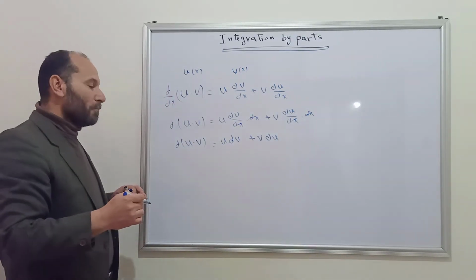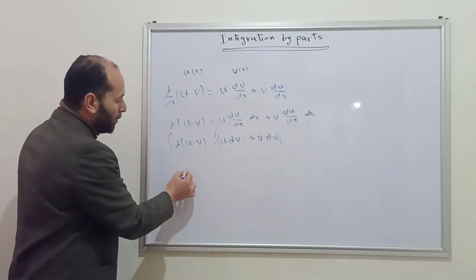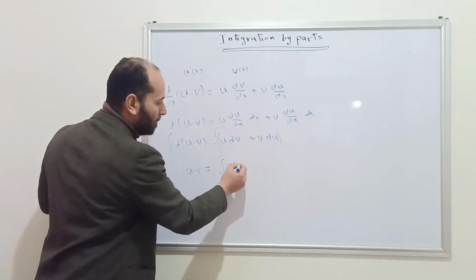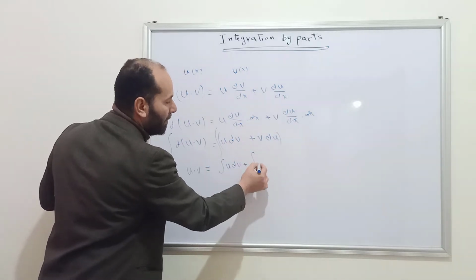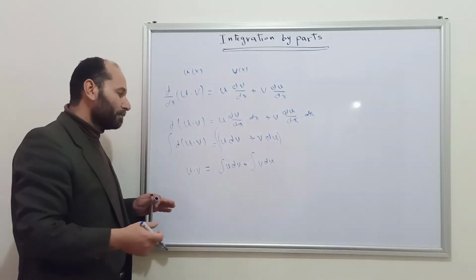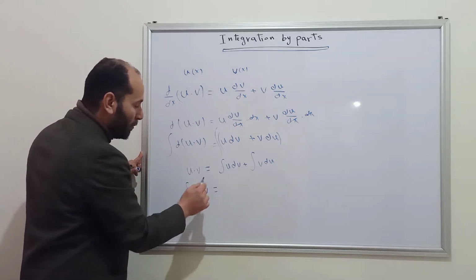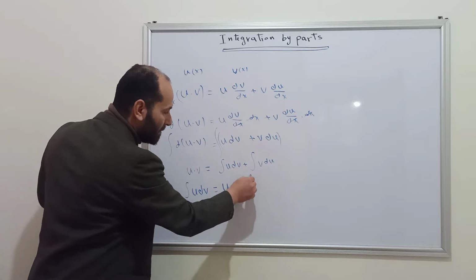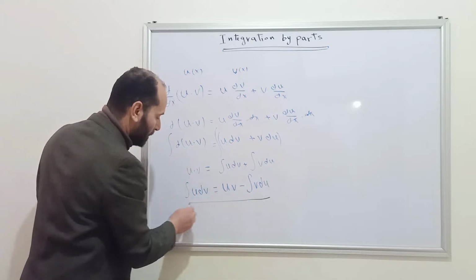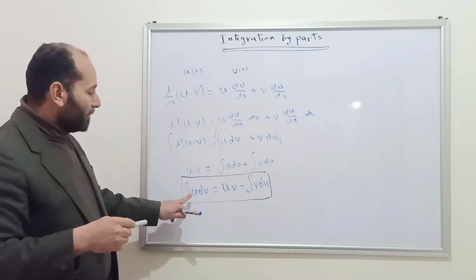By integrating both sides, uv equals integration u dv plus integration v du. By distributing the integration, integration u dv equals uv minus integration v du, and this is the rule we use to find the integration of u dv.